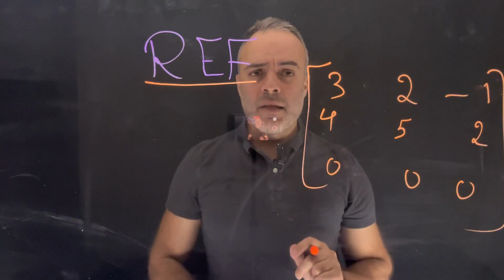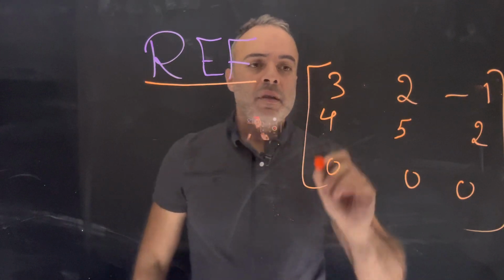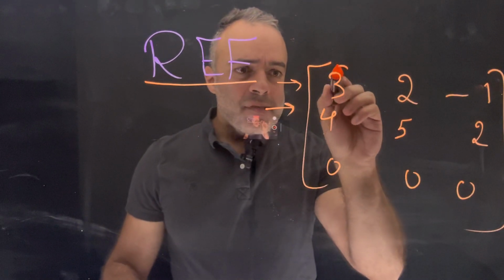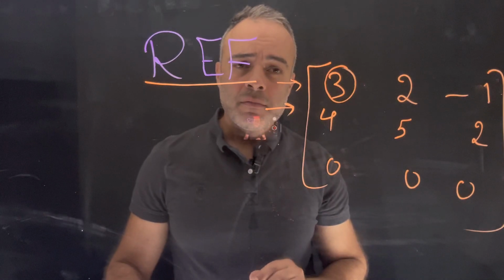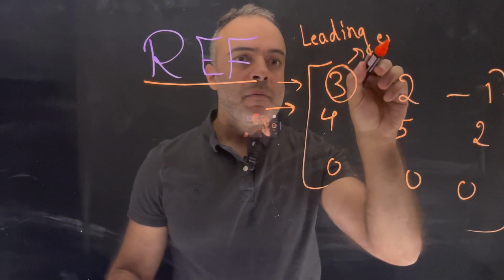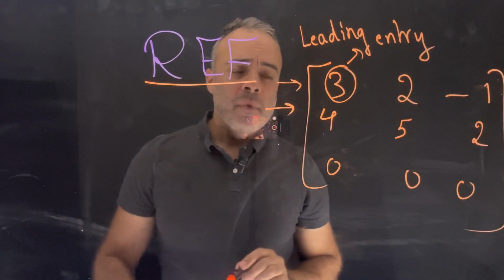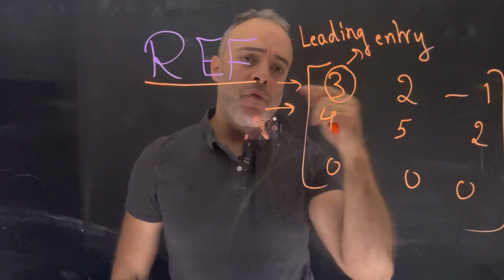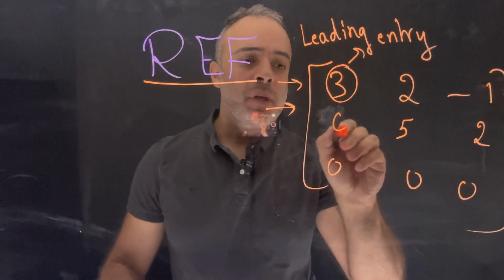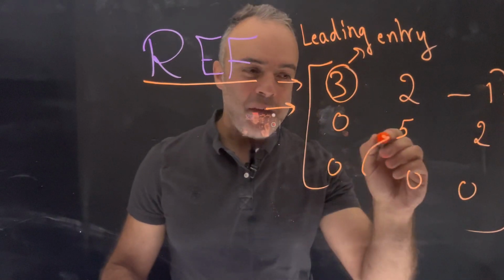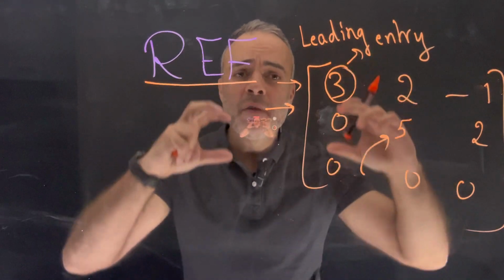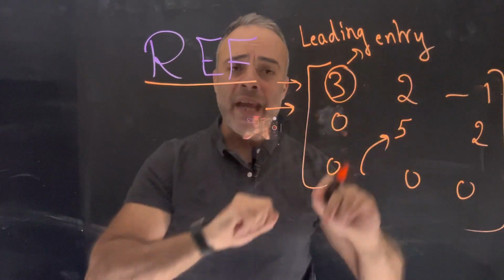Before I talk about the second condition, let's put this in mind. In every row, in every single row, the first non-zero entry is called the leading entry. So let's say in the first row, as you can see, 3 is our leading entry. Let's assume here that this was a 0. So what is the leading entry in this case? It's 5. Some of them call it the pivot element, or the element in the pivot position. But let's stick to the leading entry.